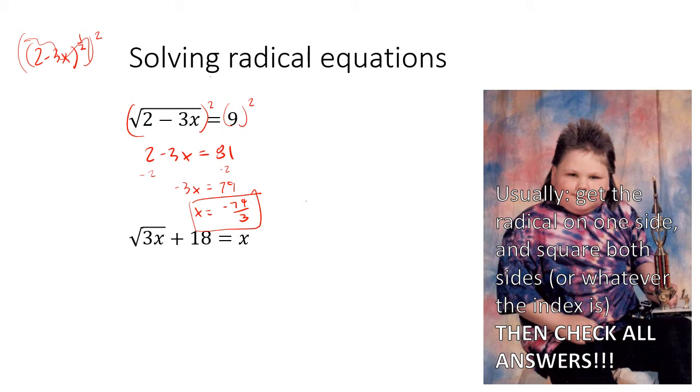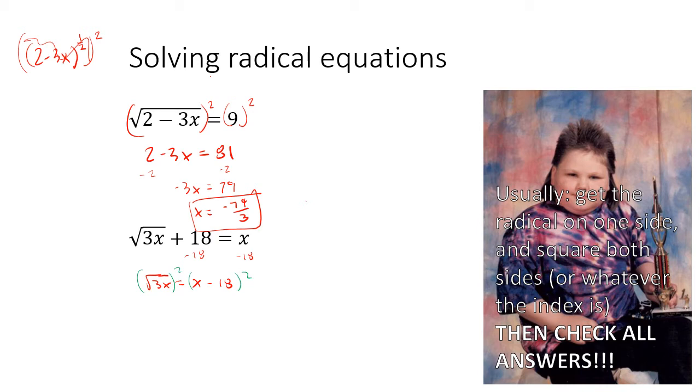Okay, so remember now, we want to move the radical to keep it by itself on one side. So for this problem, I'm going to subtract 18 from both sides. So the square root of 3x is equal to x minus 18. And then we're going to square both sides, just like we did in the previous problem. Remember that x is still not the radical there.